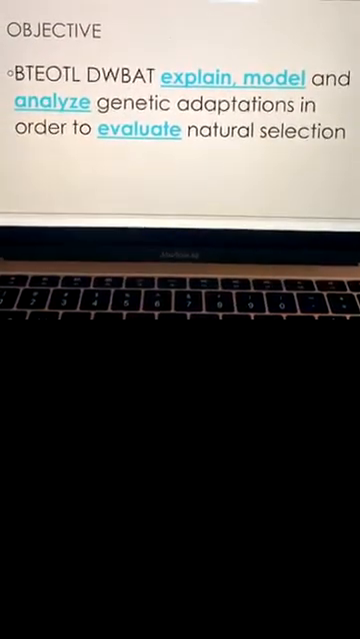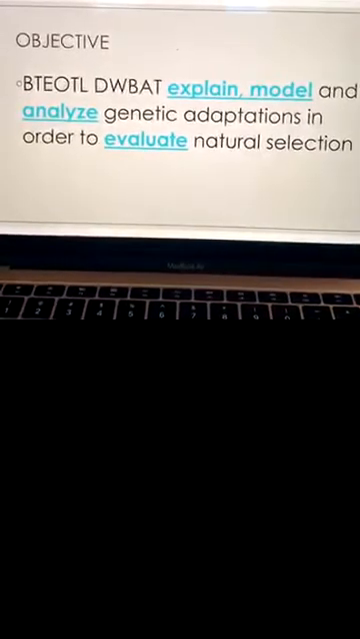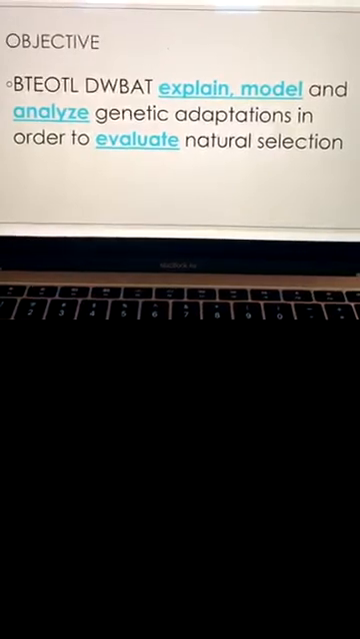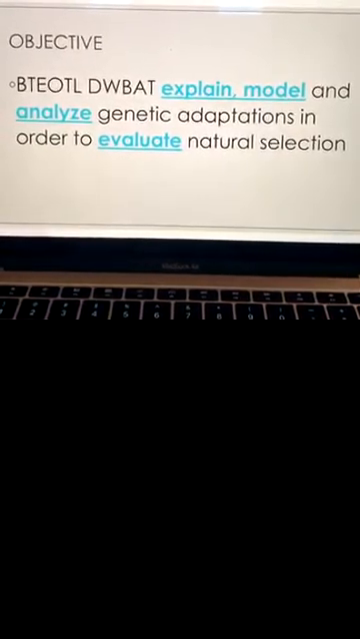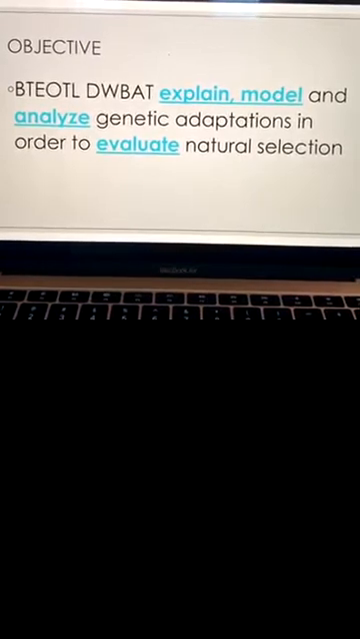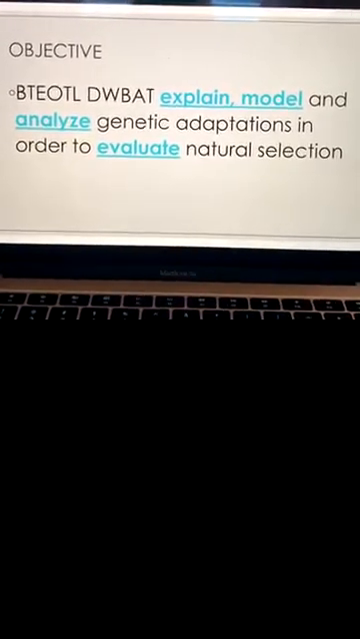All right. Can you give us the definitions in place of the verbs, please? Sure. By the end of the lessons, doctors will be able to teach, show, and break down genetic adaptations in order to judge natural selection.